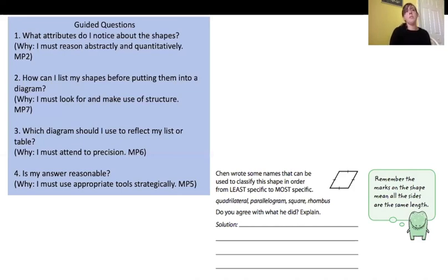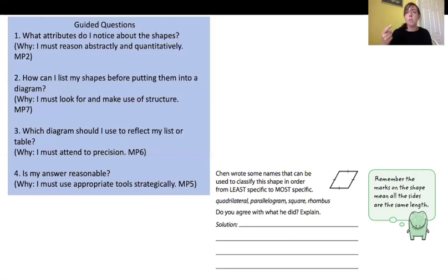It says, what attributes do I notice about the shapes? Okay, so we have this example here. I was just thinking through those guided questions, knowing what I'm getting into, and it says, Chin wrote some names that can be used to classify this shape in order from least specific to most specific. Do you agree with what he did? Explain. Okay, so looking at this, he says that it's a quadrilateral and then a parallelogram and then a square and then a rhombus.